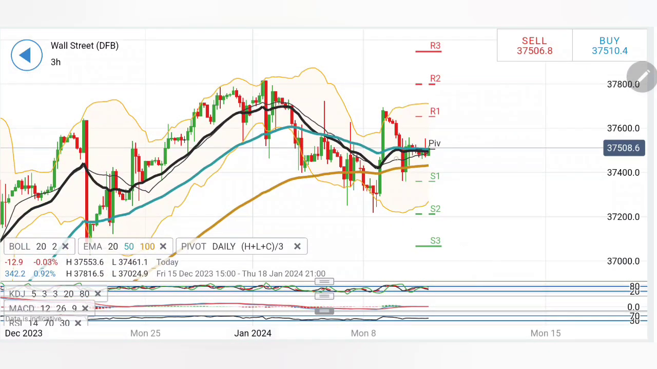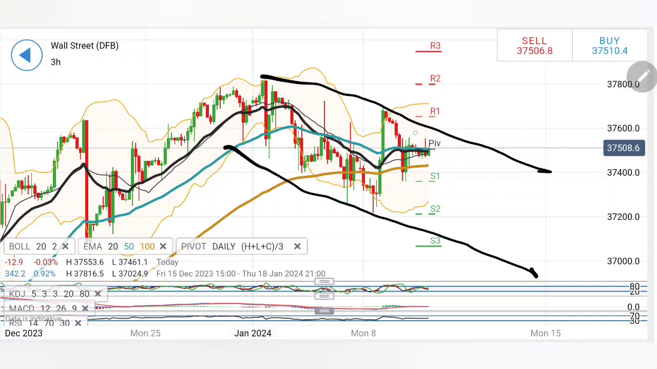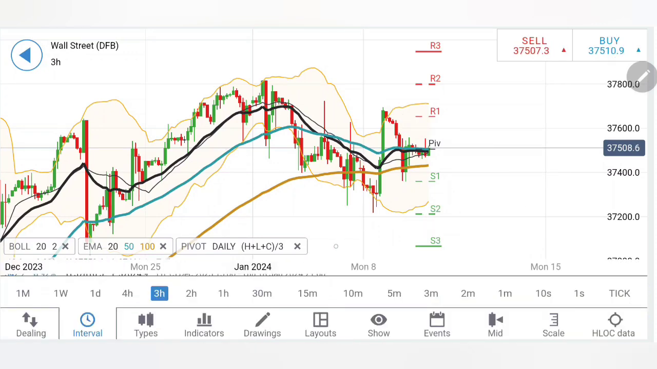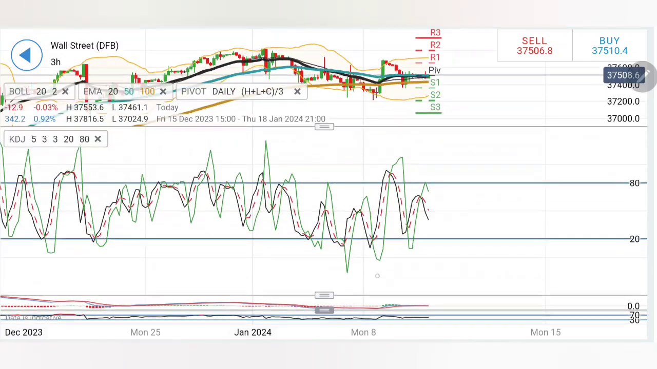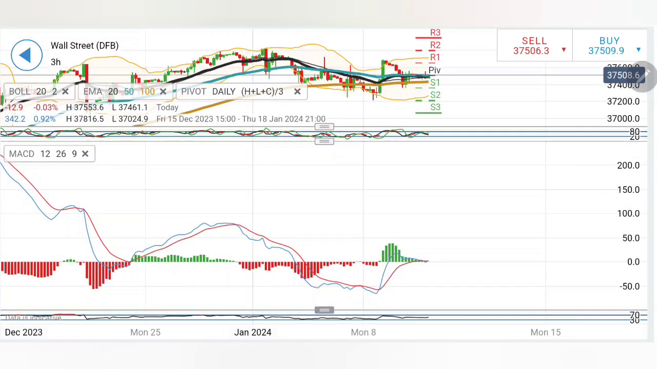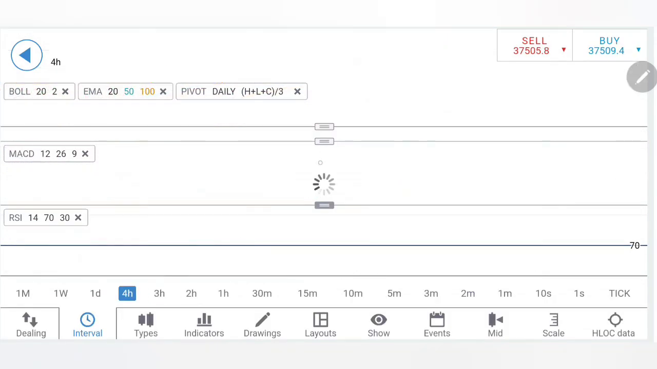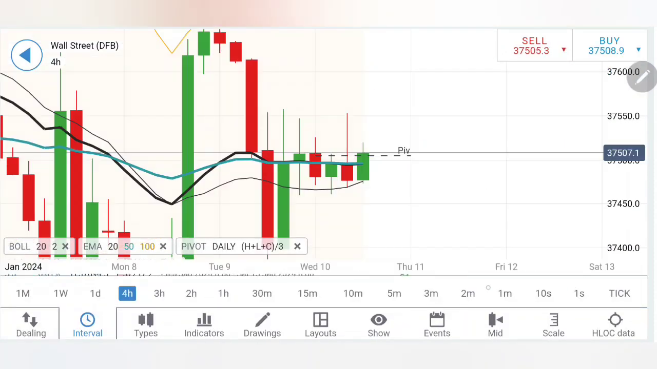Also, if you notice on the 3-hour charts, it is trying to trade in this bearish channel. The highs here at 37,600, lows here are below 37,200, almost towards 37,100 levels. The stochastic has dropped. MACD is on the verge of a crossover for sell. RSI rising. Coming to 4-hour chart, look at 4-hour chart.